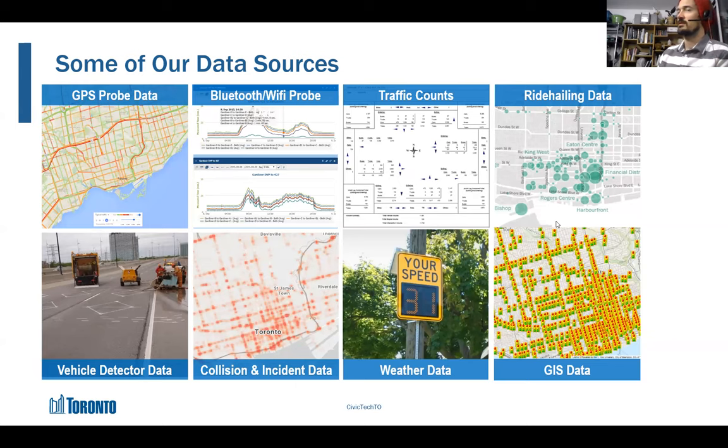We have a huge operation to intake and validate collision data. The city has something like, oh no, I forgot to change the label. That's not weather, that's a watch your speed sign. I believe the city has on the order of 700 of them, and they collect data on the speed of things that go in front of them. It's not just cars. If you've ever biked by one, you will notice that it is also tracking you. And then just a lot of GIS data to support our work. The pictured data set is traffic signals.